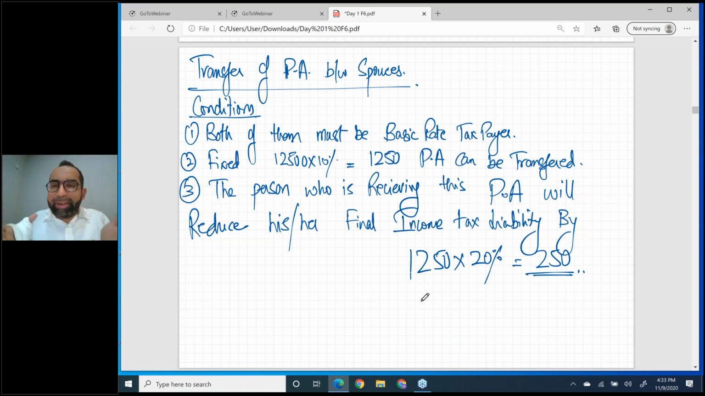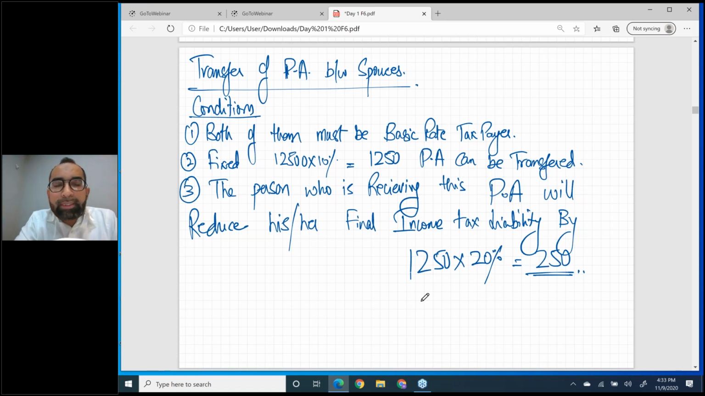So the tax department has allowed us to transfer unused personal allowances between husband and wife, right? But there are some conditions which must be fulfilled before this transfer. Number one condition: both husband and wife must be basic rate taxpayers. Both husband and wife must be basic rate taxpayers, right?